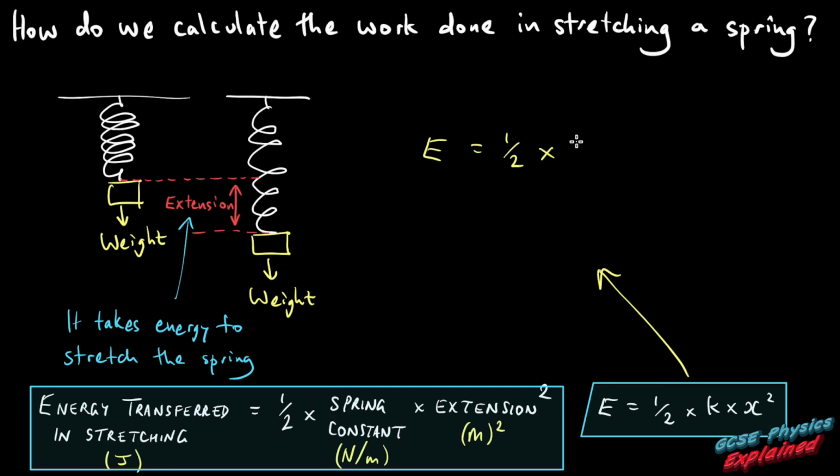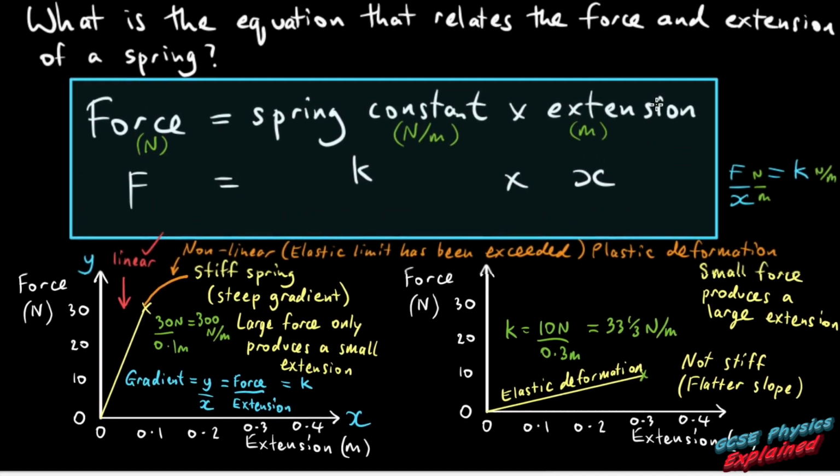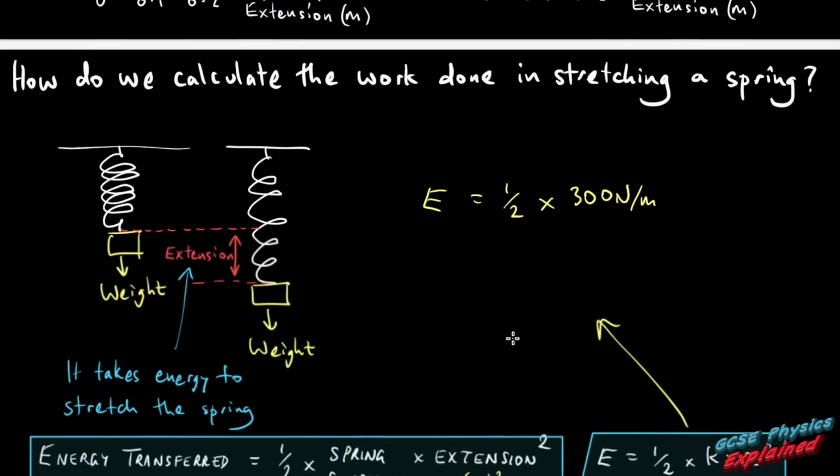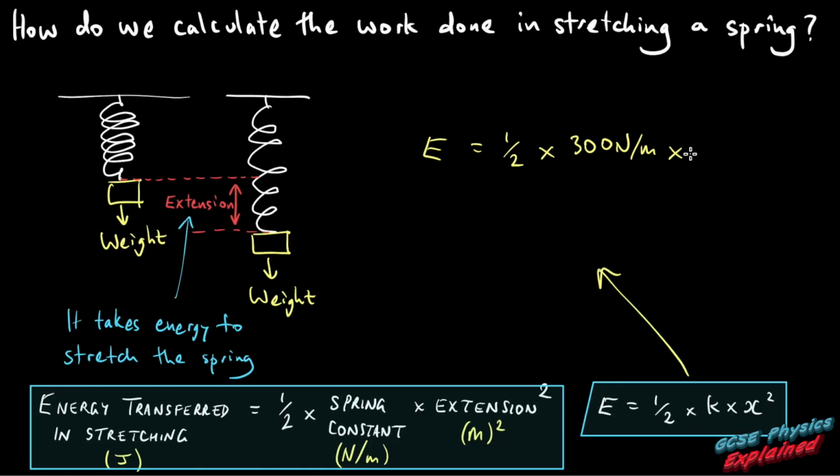Let's just say k was 300 newtons per metre. If we have a little look at our other graph there, we'll say when the force was 30, the extension was 0.1. So we don't actually need the force, we just need the extension, which I've just said was 0.1. Remember to square that. So that gets squared first. So 0.1 squared is basically 0.01. And that comes out as 1.5 joules. So that's how you would do that.